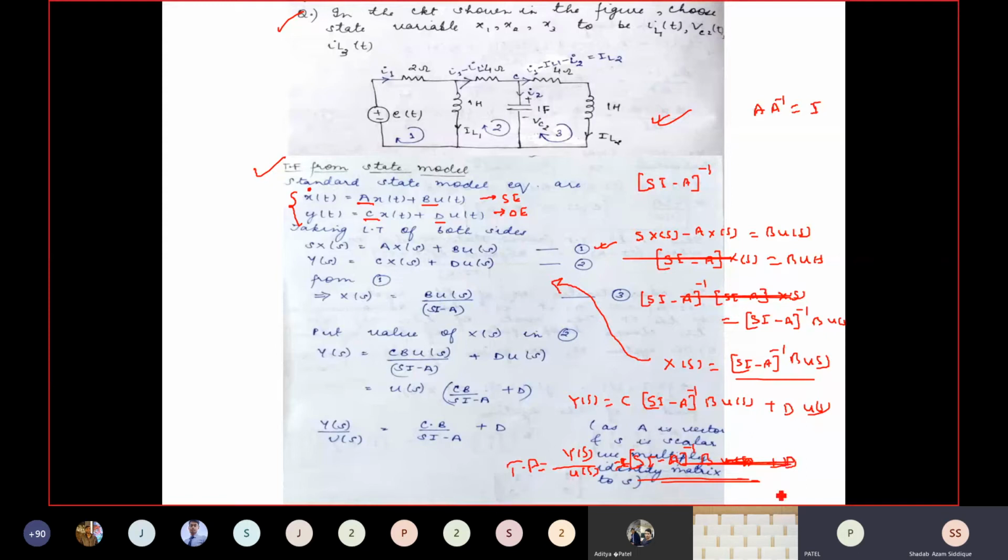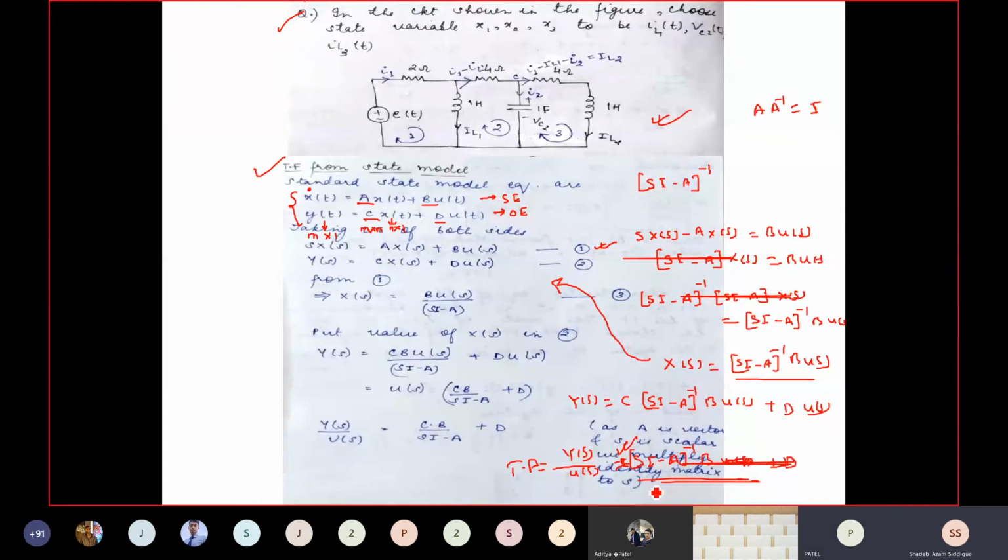Okay, and all these are matrices. C is also a matrix of some order. What was the order of the C matrix? Y is what, how many outputs were there? So M number of outputs were there, M cross 1. So C should be M cross N. And similarly, (sI minus A) inverse will give you an N cross N matrix, because A is of dimension N cross N.